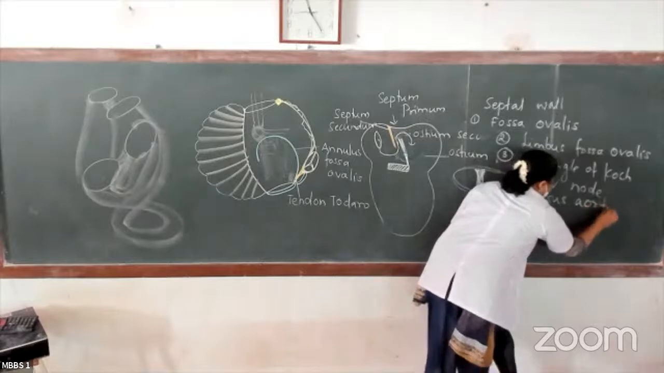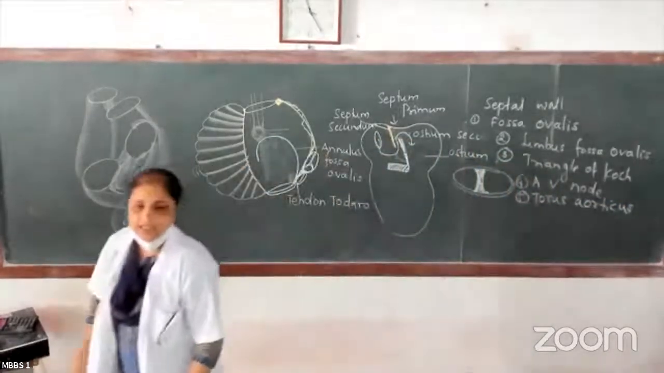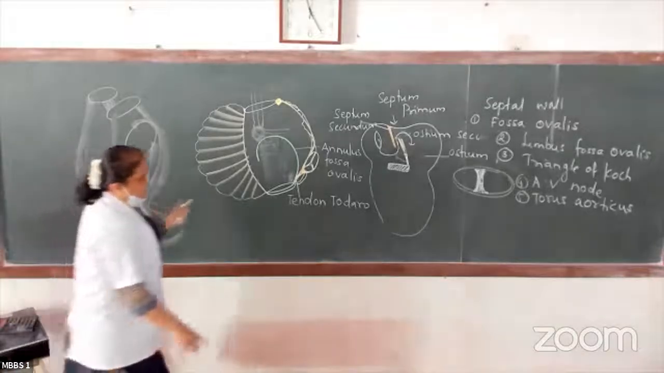It is called the torus aorticus. Now, what is this torus aorticus? Torus means elevation. Torus is nothing but an elevation. Aorticus means it is produced because of the aorta. Which part of the aorta is producing the elevation? Just remember that. Why aortic elevation?